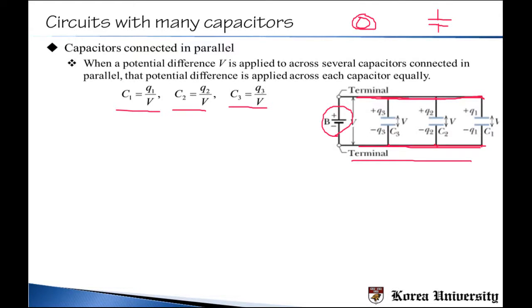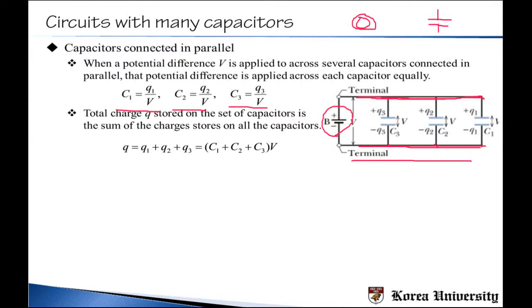So let's multiply V on each side of the 3 equations. For example, Q1 is equal to C1 multiplied by V. And then we can add these 3 equations multiplied by V, and write it like this. So Q1 plus Q2 plus Q3, what is it? It is the total amount of charge accumulated in all of these 3 capacitors. So let's call this Q, okay? And then since V are all the same, we can use the bracket: C1 plus C2 plus C3 is multiplied by V, okay?